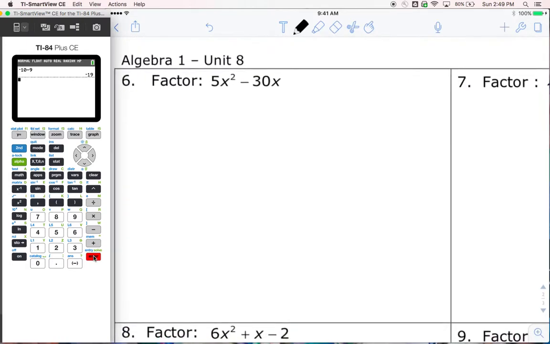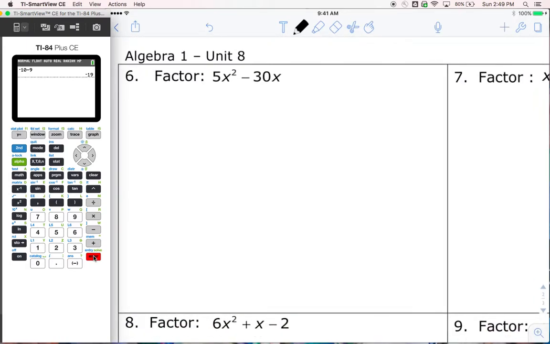The first step when we factor is to check, do I have like terms? So I've got 5x squared and negative 30x. No, okay, so not like terms, sorry. Do I have a greatest common factor? And in this case, I do. Both of these terms are divisible by 5, so I got to use a 5. And they both have an x, right? So I got to use x.